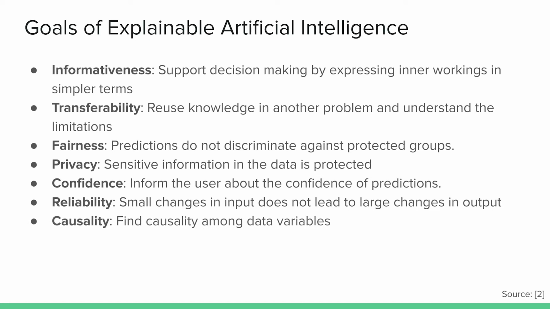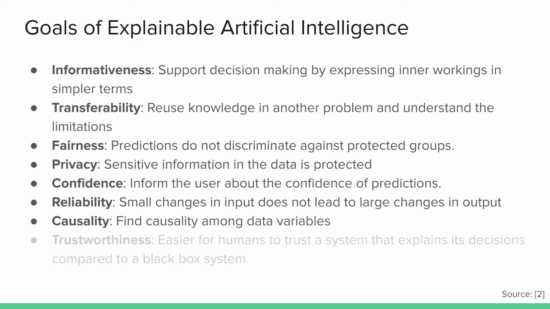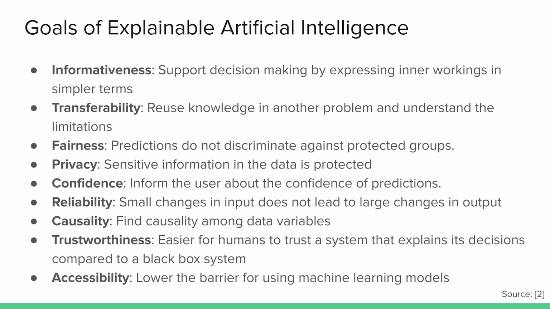Causality is maybe the easiest thing to understand here. We want to be able to find causal relations between our inputs and potentially our outputs. And of course, we want to be able to trust our model, because a system that can explain itself is much easier to trust, because we can understand the reasons it was taking into account for taking a particular decision. And last but not least, accessibility, where we would like to lower the barrier for using machine learning models by giving some explanations.